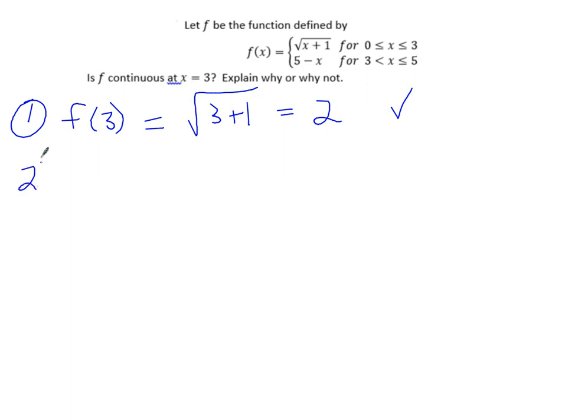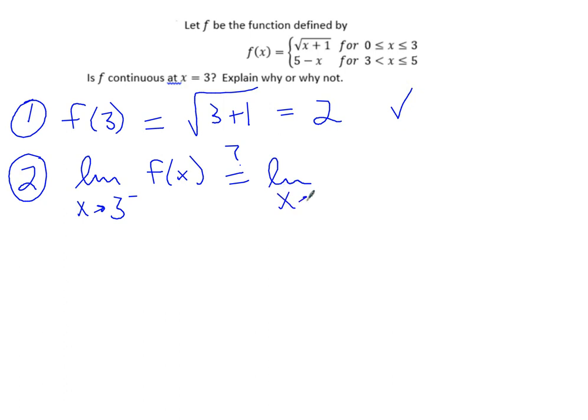The second part of the definition of continuity says that the limit as x approaches 3 must also exist. Since we have a break in our function at x equals 3, we need to see if the limit from the left is equal to the limit from the right. So we will investigate whether the limit as x approaches 3 from the left of f of x is equal to the limit as x approaches 3 from the right of f of x.